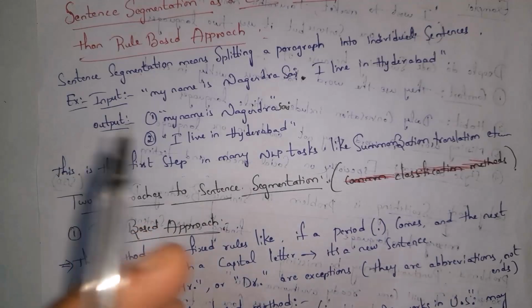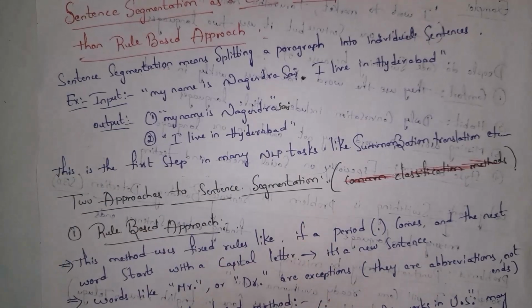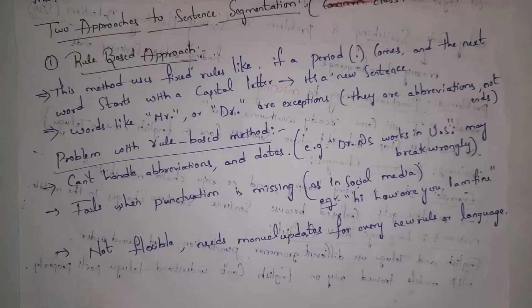One is my name is Nagendra Sai, and next one is I live in Hyderabad. But there is a problem with the rule based approach. That is, the rule based approach cannot handle abbreviations and dates.